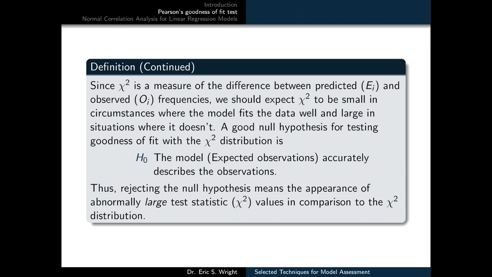Since chi-squared is a measure of the difference between predicted, or E sub i, and observed, or O sub i, frequencies, we should expect chi-squared to be small in circumstances where the model fits the data well enough, and large in situations where it doesn't. A good null hypothesis for testing goodness of fit with the chi-squared distribution is H sub 0: the model, or expected observations, accurately describes the actual observations. Thus, rejecting the null hypothesis means the appearance of abnormally large values of chi-squared in comparison to what the chi-squared distribution suggests we should see.